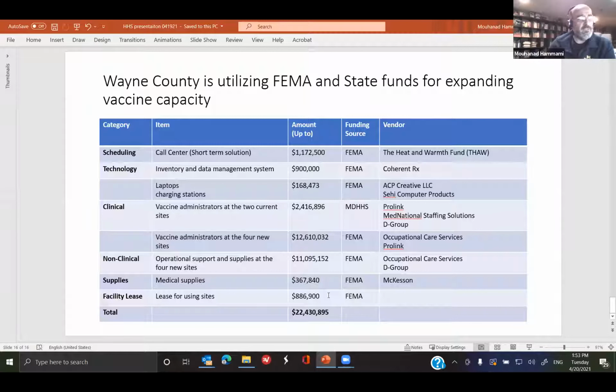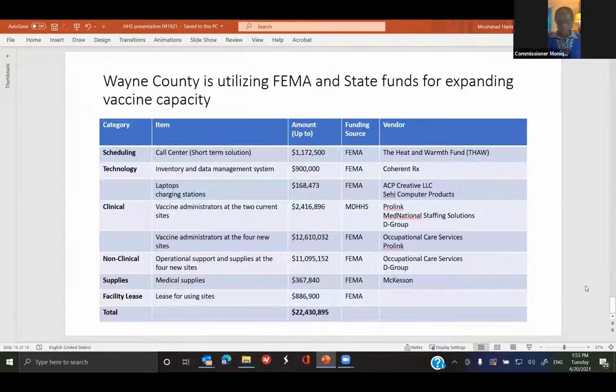Most of these contracts are processed as an emergency procurement, which I believe are coming to the commission for approval. I think this week, if I'm not mistaken. Some of my colleagues can confirm that. I think this is my last slide, and I'll be more than happy to answer any questions either regarding this expansion or the COVID cases.